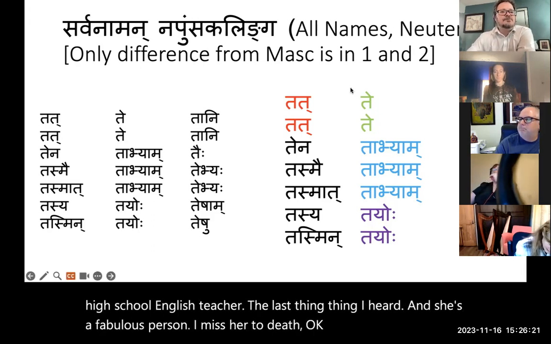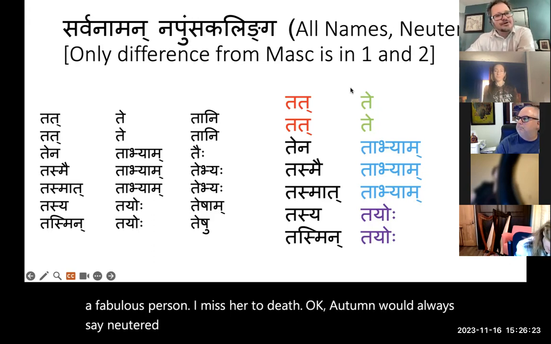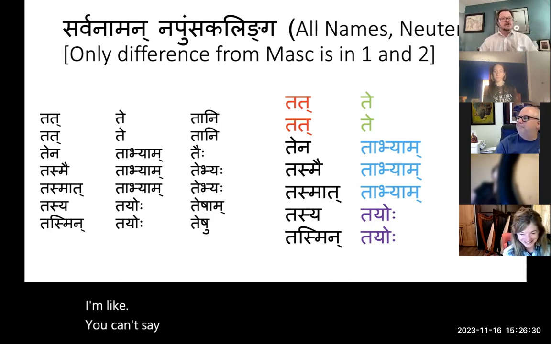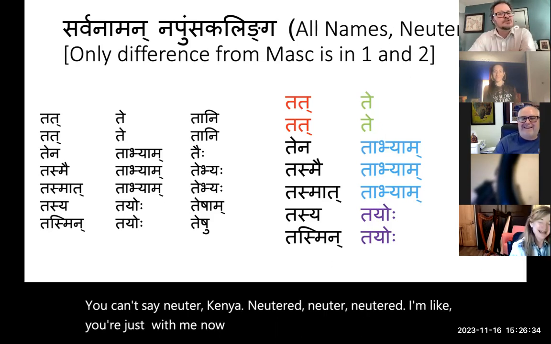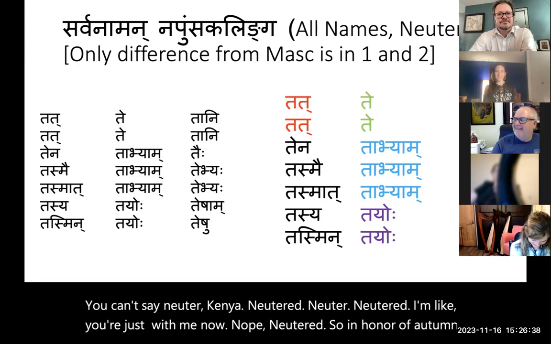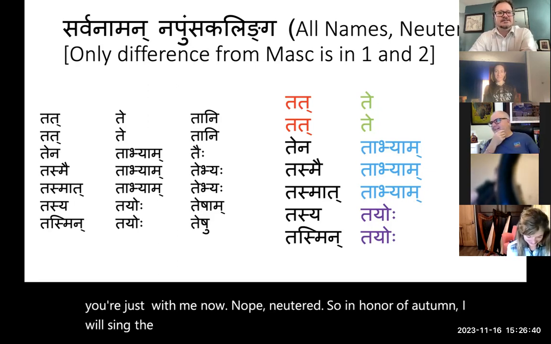Okay. Autumn would always say neutered every time, all the way into fourth year. She's like, that's the neutered form. I'm like, you can't say neuter, can you? Neutered, neutered. I'm like, you're just messing with me now. Nope, neutered. So in honor of Autumn, I will sing the neutered demonstrative pronoun.